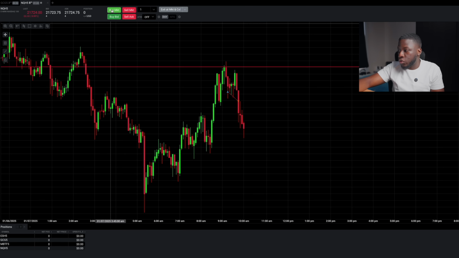Alright, so there is another trade literally right here on the M5. Just need a nice little entry and then we're good.